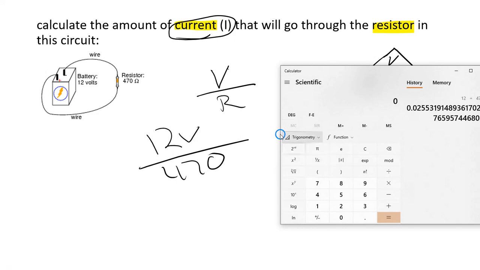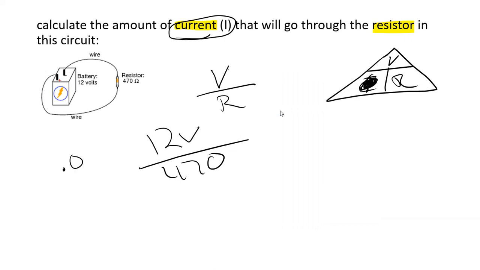I'm going to use my calculator here. I'm going to get 12, and I'm going to divide it by 470. Hit the old equals, and it comes out to be one crazy number. I'm just going to grab a couple digits of it. 0.0255. So that's my circuit right there.